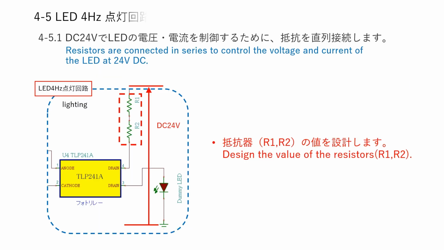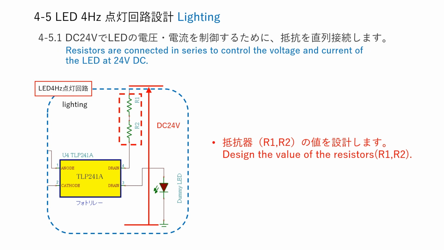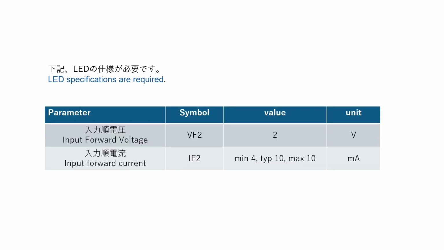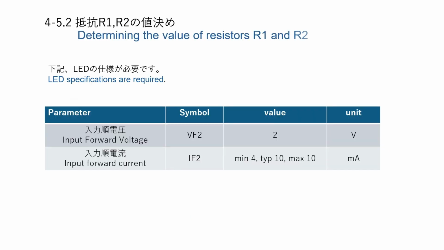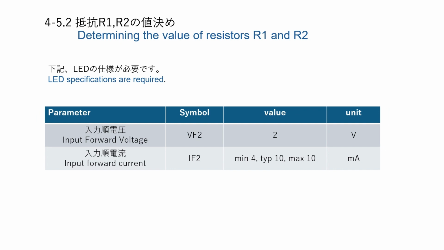4-5. LED 4 Hz lighting circuit design. 4-5.1 resistors are connected in series to control the voltage and current of the LED at 24 volt DC. Design the value of the resistors, R1, R2. 4-5.2 determining the value of resistors R1 and R2. LED specifications are required. The input forward voltage VF2 specifications are shown in the table. The input forward current IF2 specifications are shown in the table.